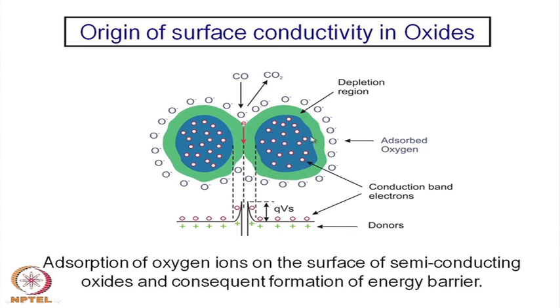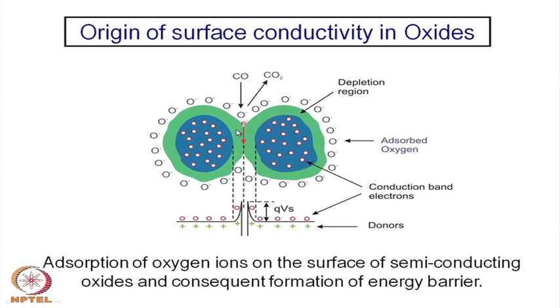However, when there is adsorption of certain species, gaseous species in particular, here it has been shown that surrounding this grain you have a layer of adsorbed oxygen ion, O minus. It is not O2 minus, it is actually O minus. So, the oxygen atom has taken up an electron from this solid, and so has become O minus. The electrons have been taken up from the outer surface.